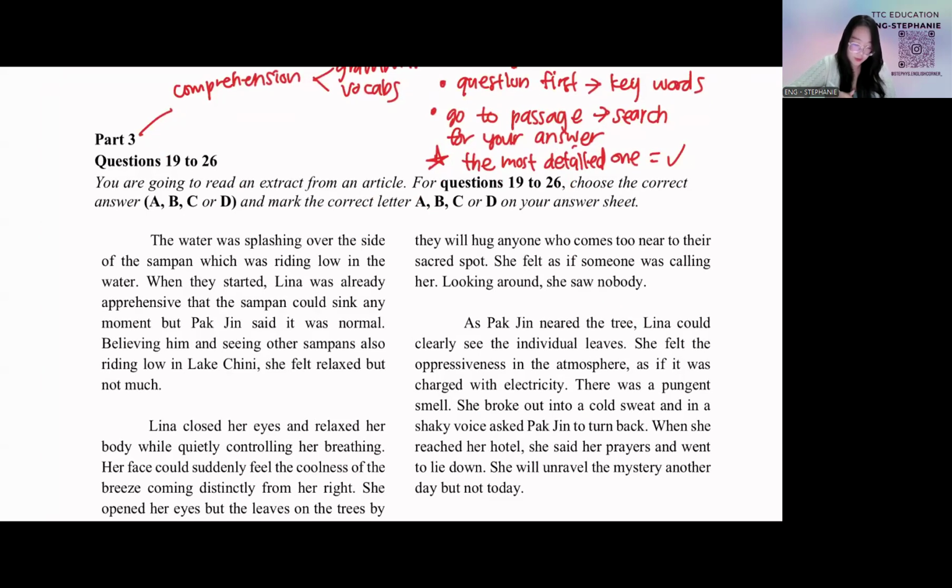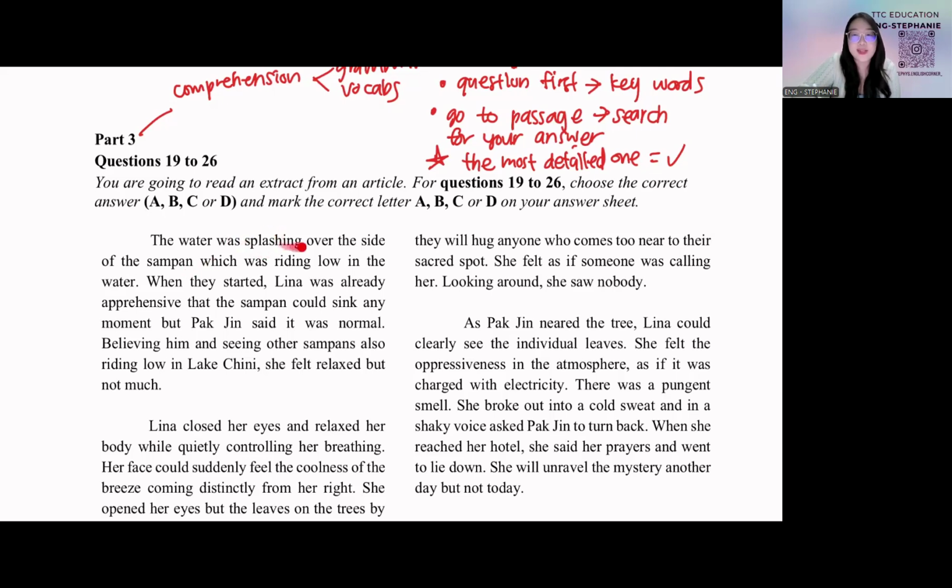The first one, question number 19. According to question number 19, I will be staying at this page. You can go on to the next page and check the question first. From paragraph 1, what made Lina fearful? The keywords here are Lina, fearful, and also it's from paragraph 1. So read the whole paragraph 1 first, so you don't have to read the whole thing before you start writing. Otherwise, you may forget.